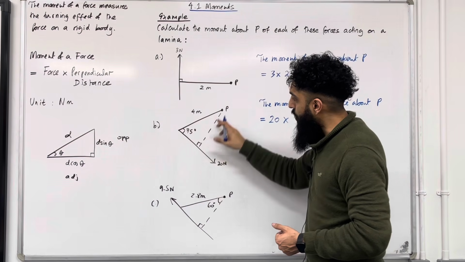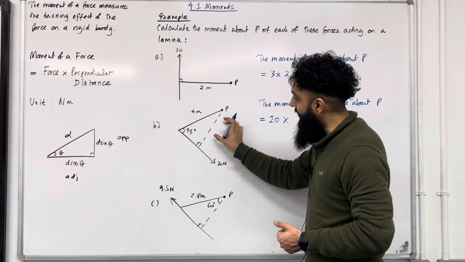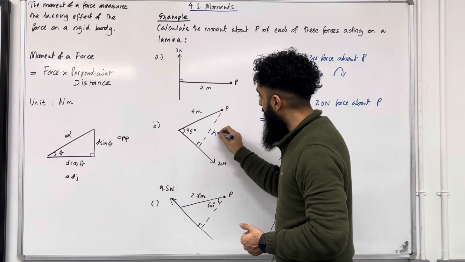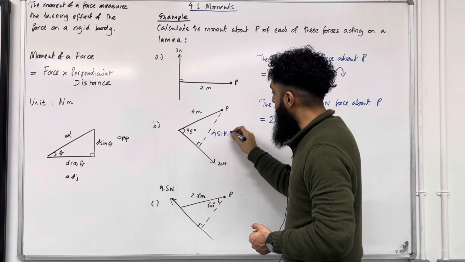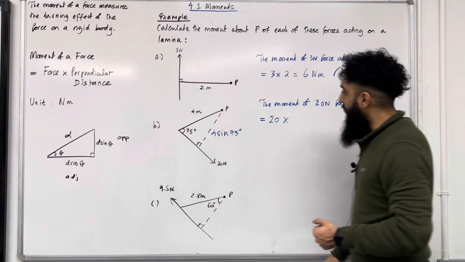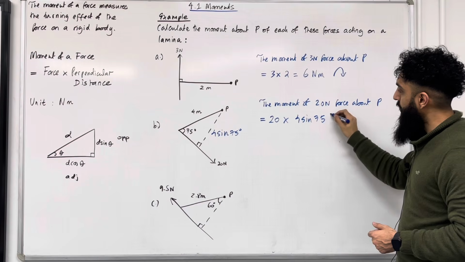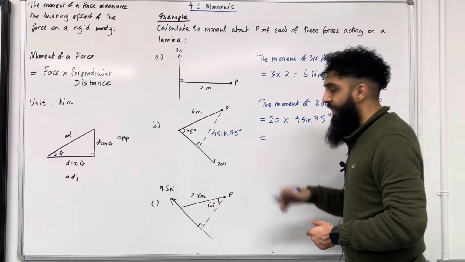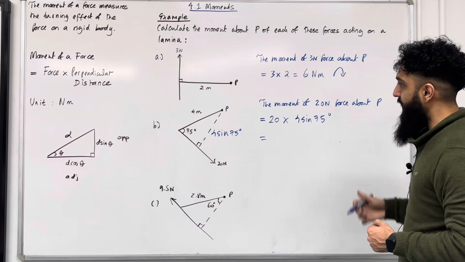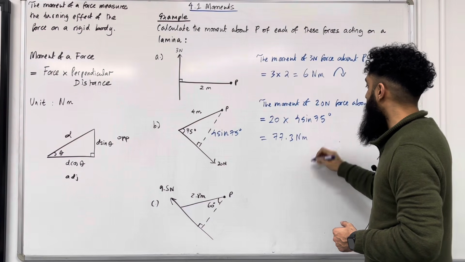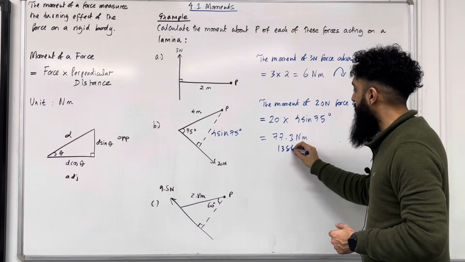We've got a right angle triangle. This side is the opposite. So that opposite will be of the form 4 sine 75 degrees. Okay, so the perpendicular distance is 4 sine 75 degrees. We can now put this into our calculator, and if we do this, we end up with 77.3 Newton meter to 3 significant figures.